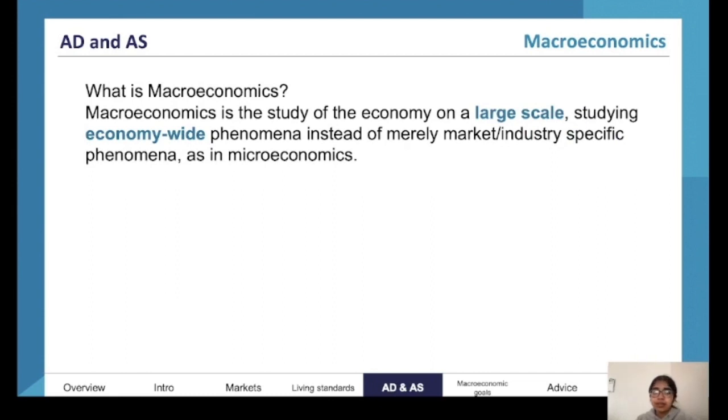Okay, so now we're going into macroeconomics. Macroeconomics is like the big picture of economics, so it's the entire economy as a whole. So we're not looking at specific industries anymore, we're looking at the whole economy.